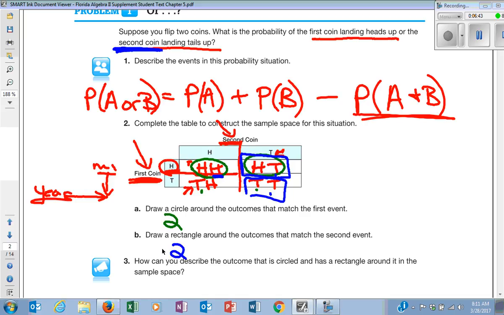How many events are there that make this true? How many events make this true? How many ands are there? So 2 plus 2 is? Minus 1 is? Makes sense.